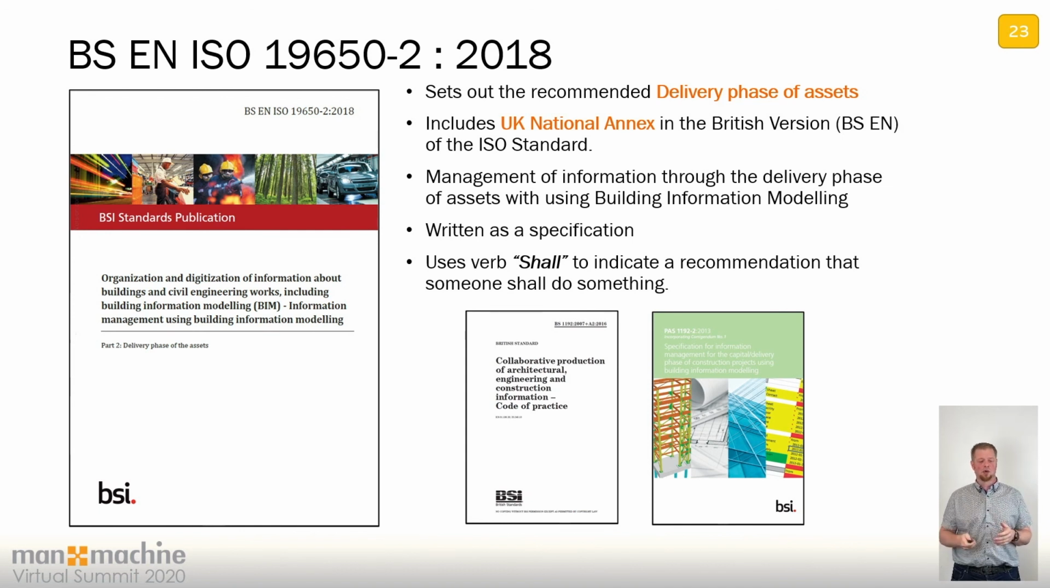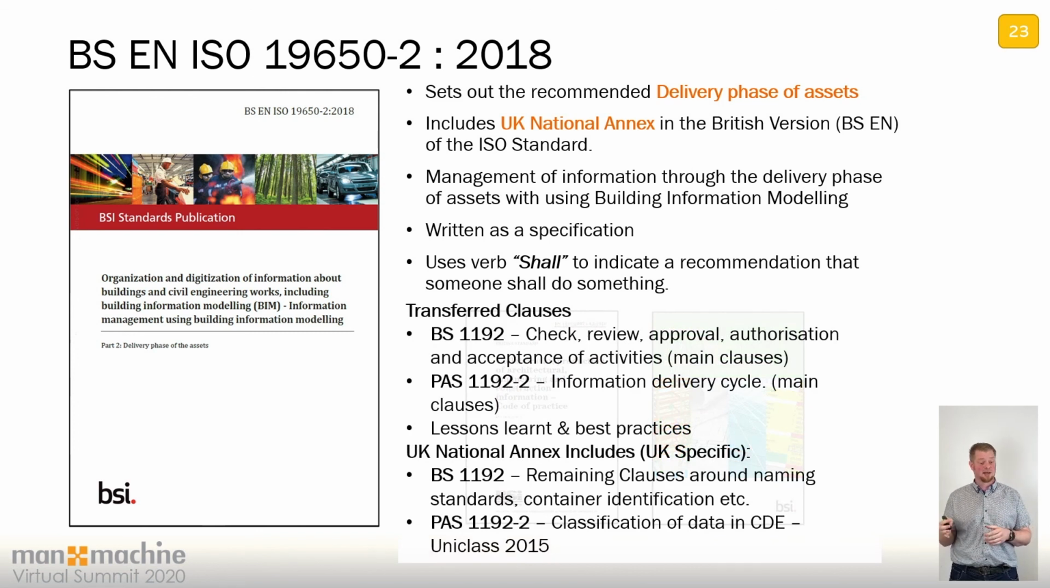And a lot of the key clauses around BS 1192 and PAS 1192 Part 2 have been incorporated into these, some into the main body document, where it's relevant to an international audience, and some into the UK National Annex, which is currently undergoing a little bit of a revamp and an update. So we're expecting a new version of the UK National Annex coming out of some of the discussions with the UKBIM Alliance and their forum groups. So we're just waiting to see what those changes are likely to be, but they're likely to be just some minor tweaks, maybe around some naming conventions or classification data, that kind of thing.